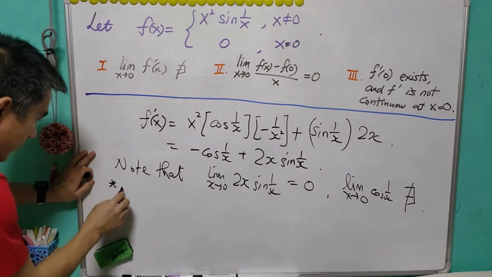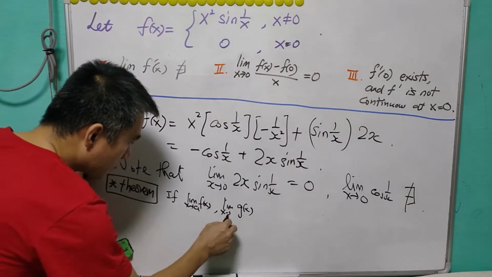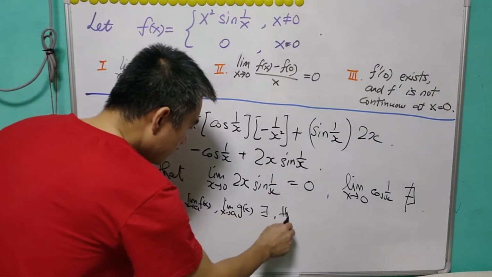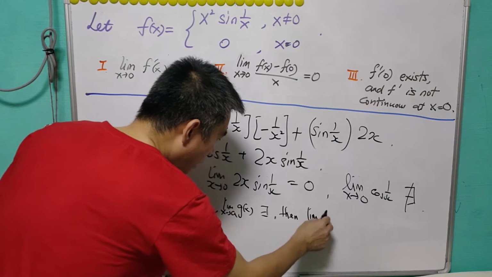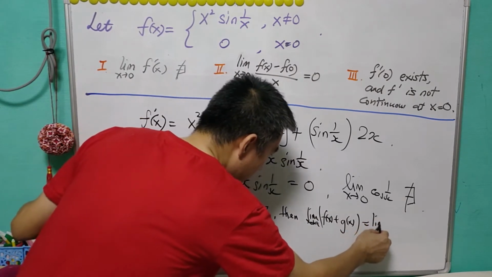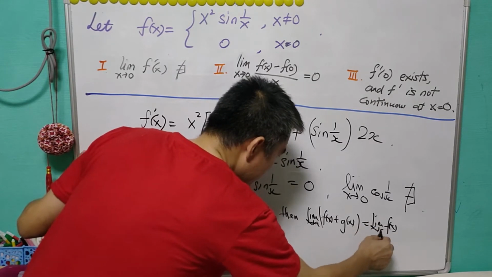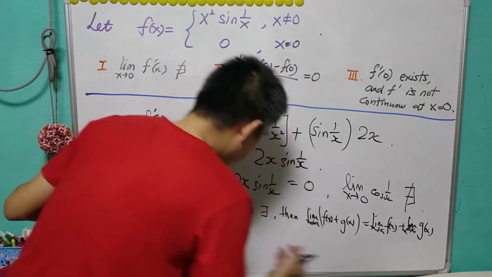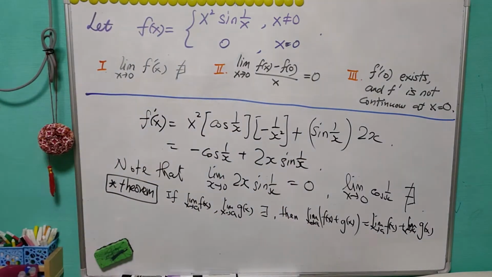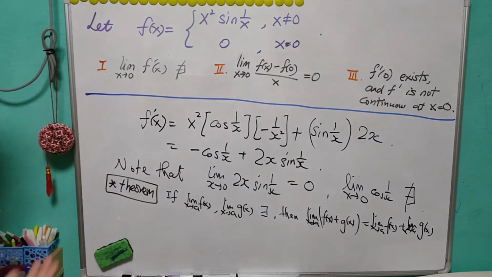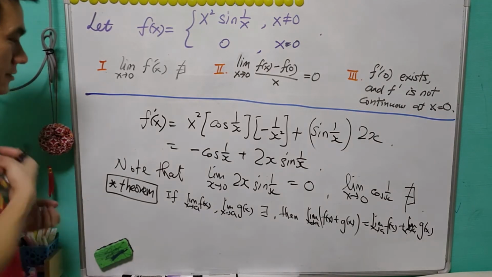From the theorem, if both limits of f(x) and g(x) exist as x goes to a, then the limit of f(x) plus g(x) exists and it can be separated. Note that this can only be separated if both exist. Now, the problem here is that one exists, one does not exist. What happens to the combination? Will it always not exist or sometimes exist?